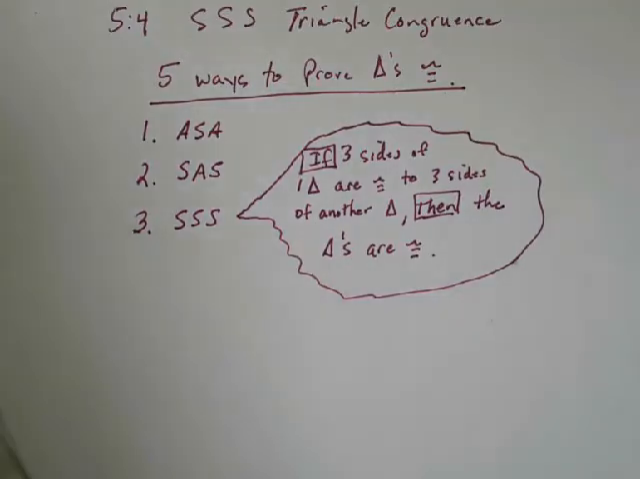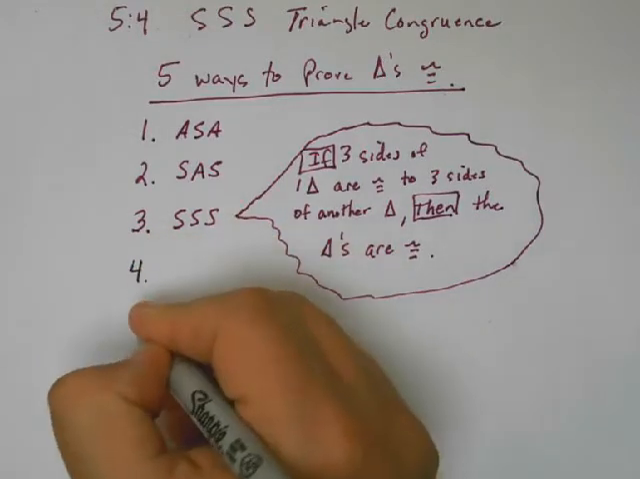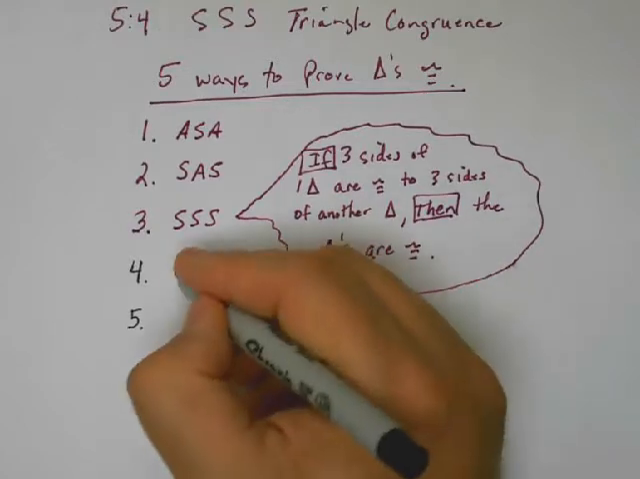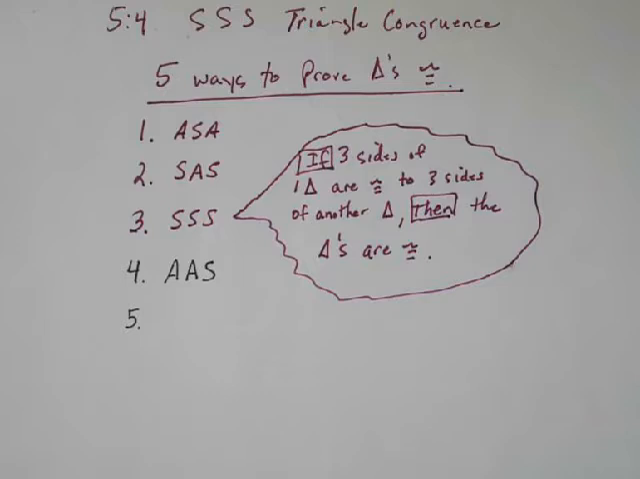Okay, so that's 3. We've got 5 total. Let's go ahead and give you the other 2, just so you have them. Number 4 is AAS. As it works its way around a triangle, it's angle, angle, side. It's not the included side like we did yesterday with the 2 sides and the included angle. It's angle, angle, side. We'll talk about that tomorrow.